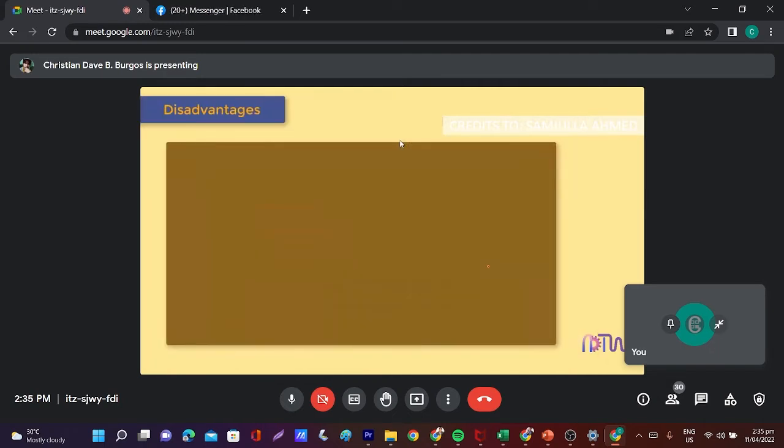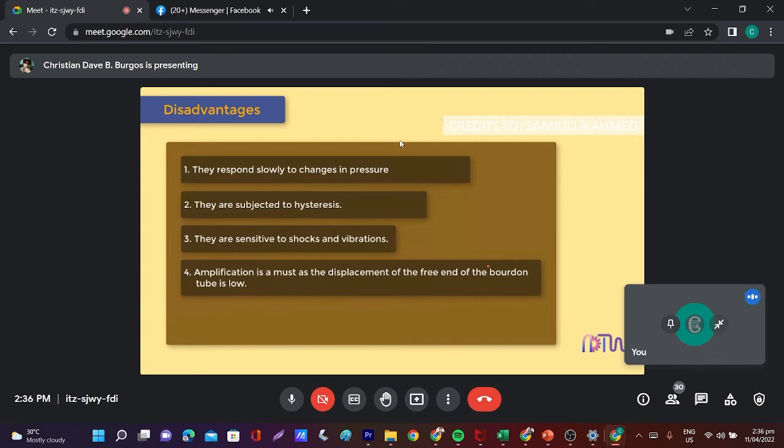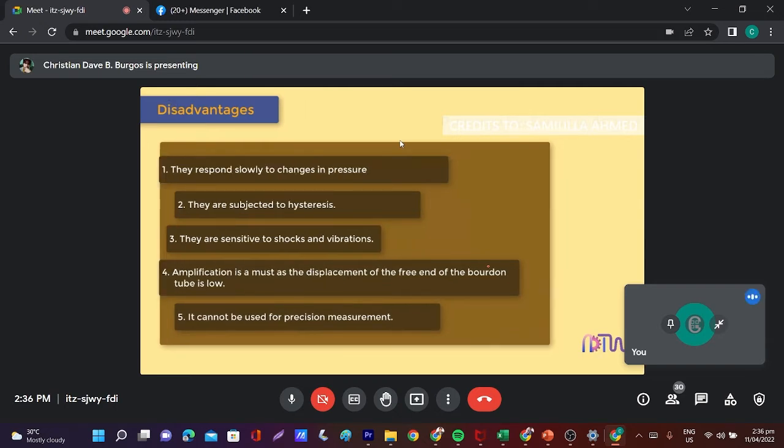Disadvantages of burden tube pressure gauges. 1. They respond slowly to changes in pressure. 2. They are subjected to hysteresis. 3. They are sensitive to shocks and vibrations. 4. Amplification is a must, as the displacement of the free end of the burden tube is low. 5. It cannot be used for precision measurement.